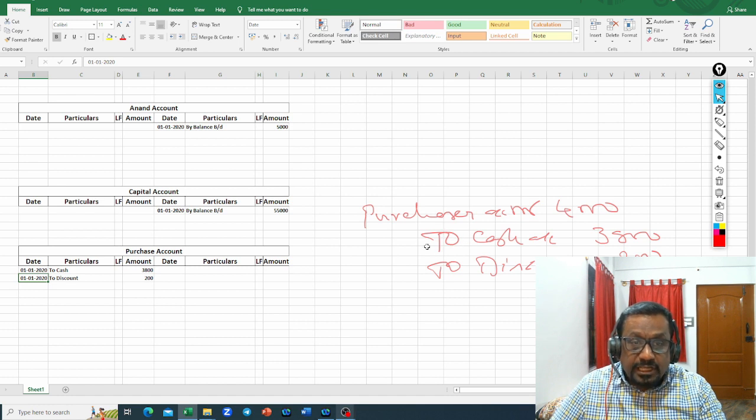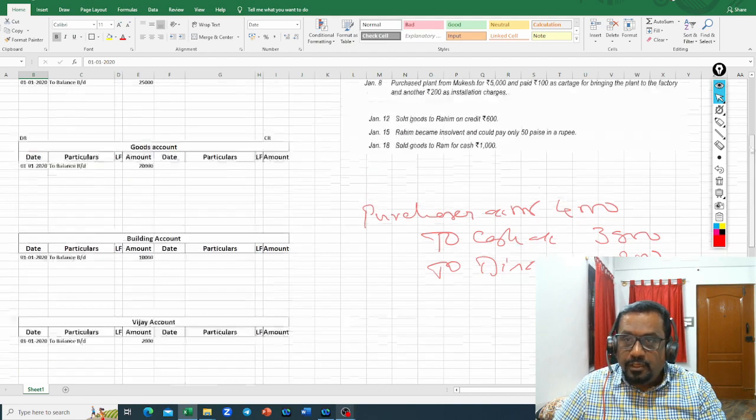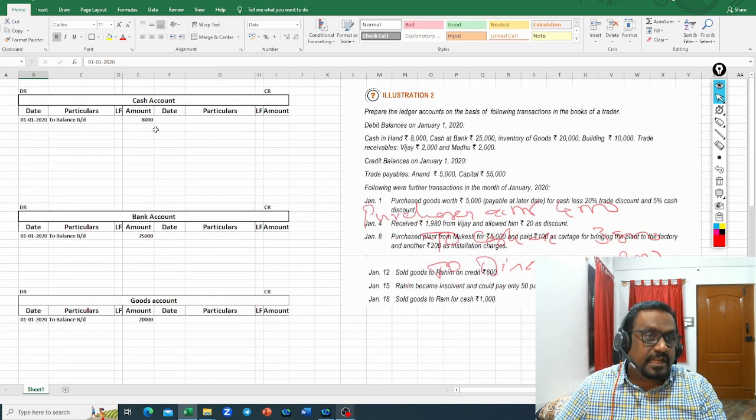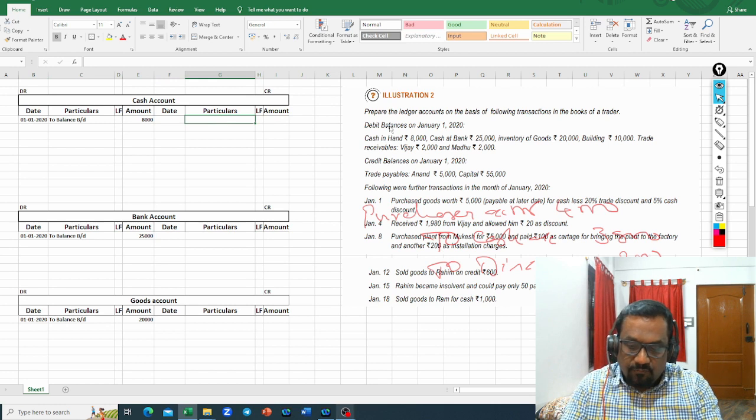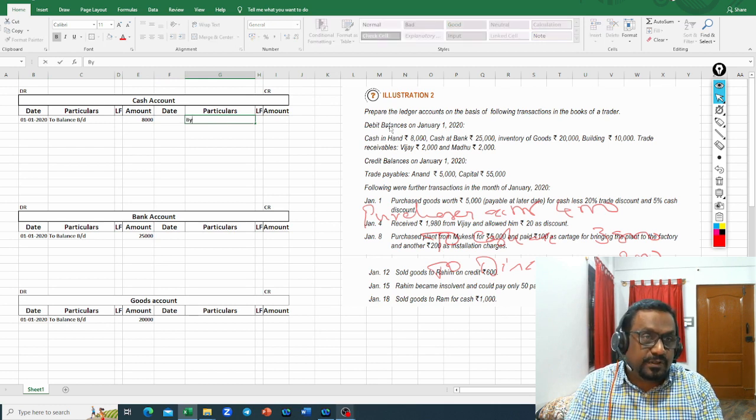What we did with cash here, we created cash. So we need to record this transaction on the credit side of the cash account. So I need to go to the cash account. This is the cash account. On the credit side, what am I supposed to write? I need to start with the by. Cash account is credited, right? By whatever is there in the debit we need to write. So what am I supposed to write here? By purchases.